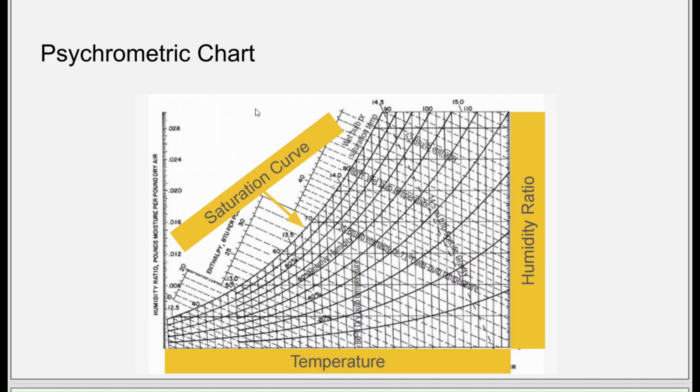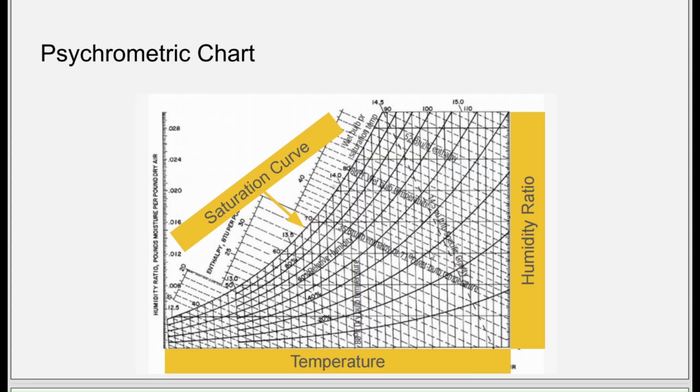You may have seen this. If you haven't, don't worry about it too much right now, but basically what you have is on the x-axis, you've got dry bulb temperature. So as you move left to right, your air is getting hotter. And as you go vertically, your humidity ratio is getting higher. Humidity ratio is the ratio of the mass of water vapor in the air to the mass of dry air. So basically what this chart is, you're finding the intersection of your temperature and humidity ratio, and that tells you what state your air is in.